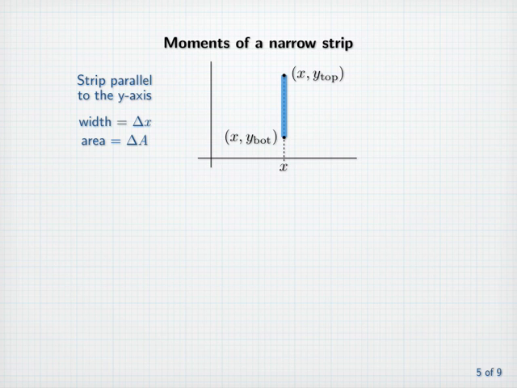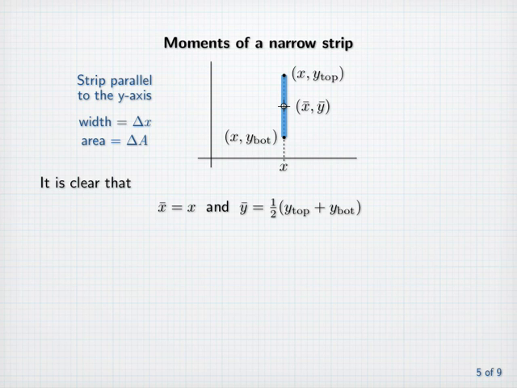Now, because this is a simple rectangle, it's easy to determine where the centroid is. Of course, x bar is simply x, and y bar is the midpoint between y bottom and y top, or the average of those two numbers, 1/2 of y top plus y bottom. Also, the area delta A is equal to length times width, or y top minus y bottom times delta x.